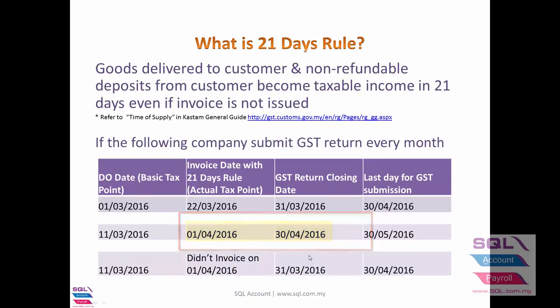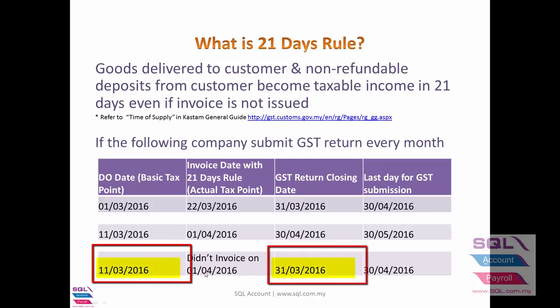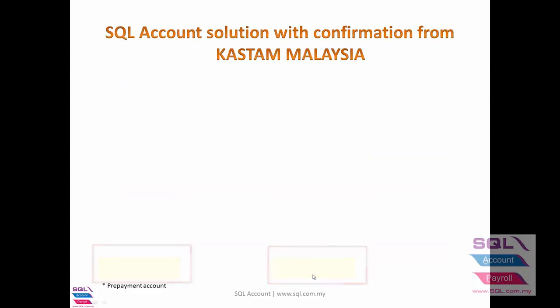The third scenario will become more complex. DO is issued on 11th of March, but the business owner did not issue an invoice when it's supposed to be. From the customs point of view, because there is no invoice date to refer to, they will go back to the basic tax point of the DO date for tax calculation purposes. Because DO now is in March, no invoice, therefore the GST return will be in March.